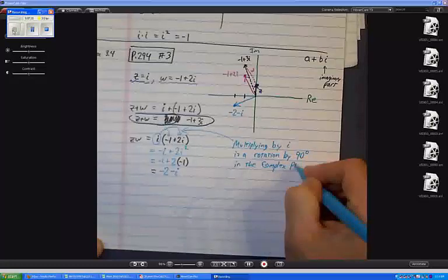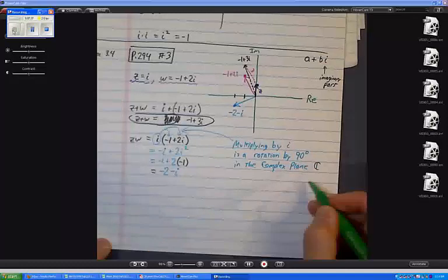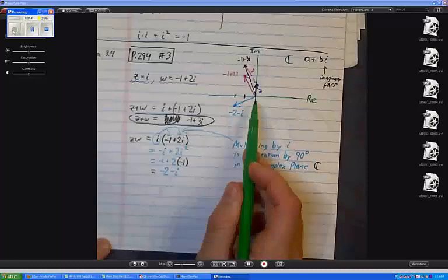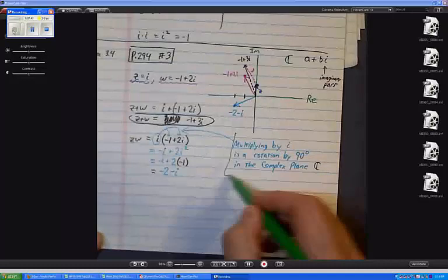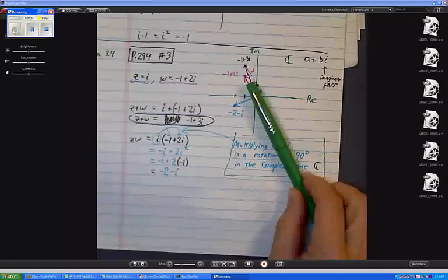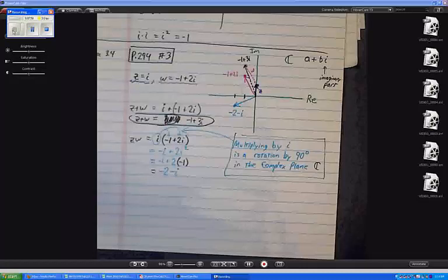The complex plane C. What's the complex plane? That's the guy where you make a real number line and an imaginary number line. I just think that's kind of cool. That's why I assigned problem 3. Because I thought, oh, if we actually draw the picture, we're going to see that the length didn't change at all when we multiplied by i. But it's a rotation.